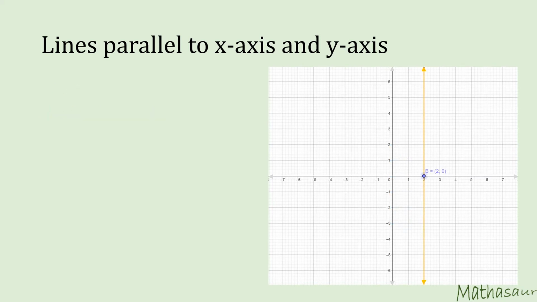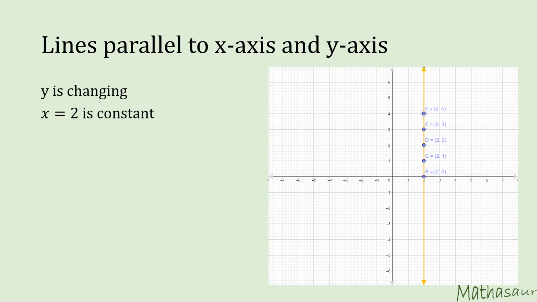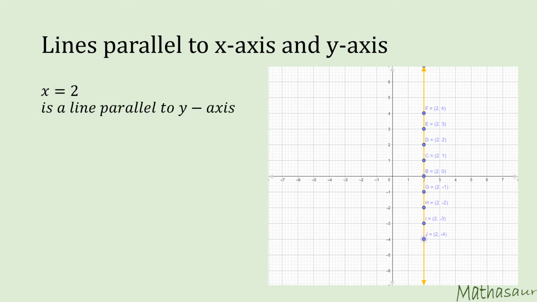Let us look at another line, this time a line parallel to the y-axis. We see that the line intersects the x-axis at x equals 2. Let us look at the points lying on this line. Once again, note that the y-coordinate is varying, whereas the x-coordinate is staying constant at 2. In fact, x equals 2 represents this line parallel to the y-axis.